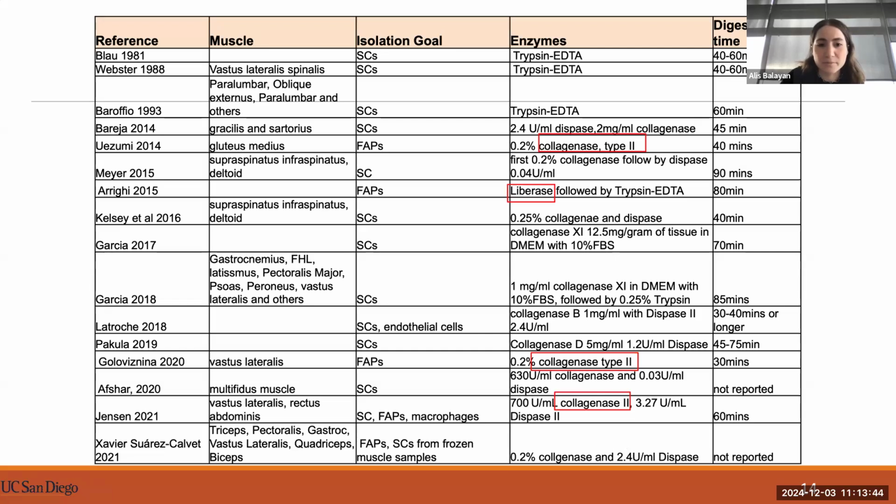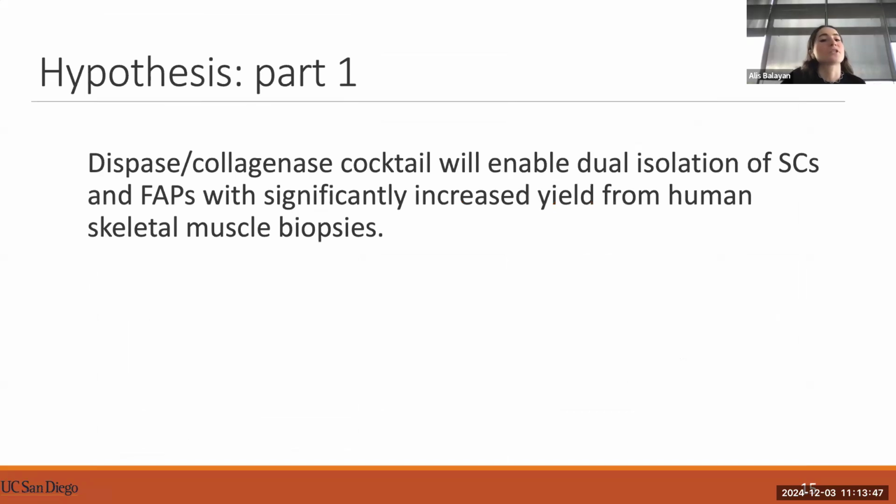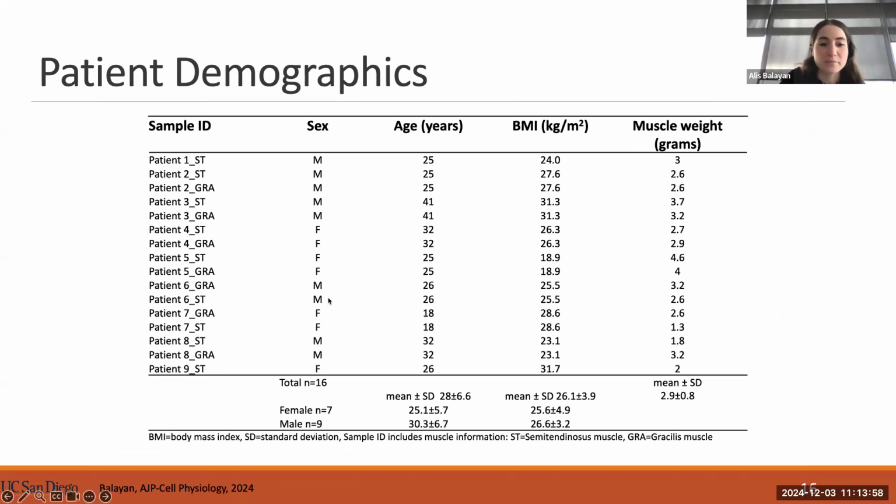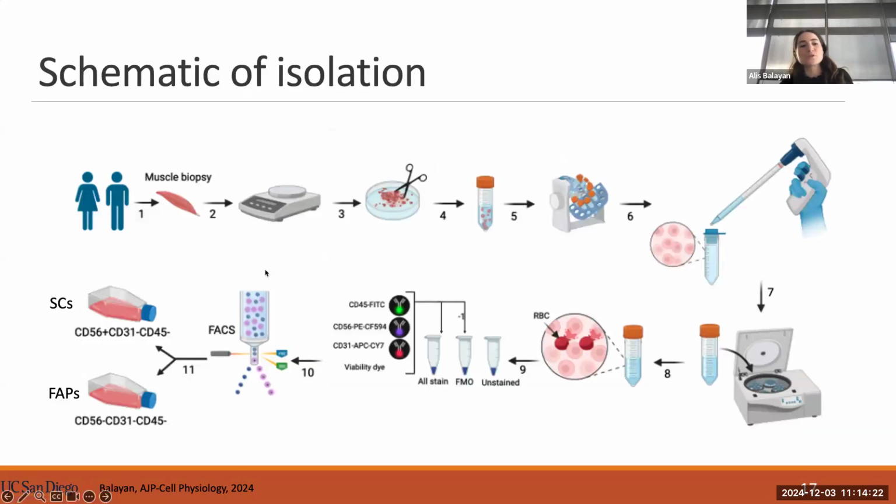For that, my hypothesis was that the dispase collagenase cocktail will enable dual isolation of satellite cells and FAPs, so it significantly increased yields from the human muscle biopsies. To test this hypothesis, I was able to recruit about 16 patients, 7 females and 9 males, with the respective ages here, from 2 different muscle groups, semitendinosus and gracilis. I was able to get these muscle samples from patients undergoing ACL reconstruction surgeries.